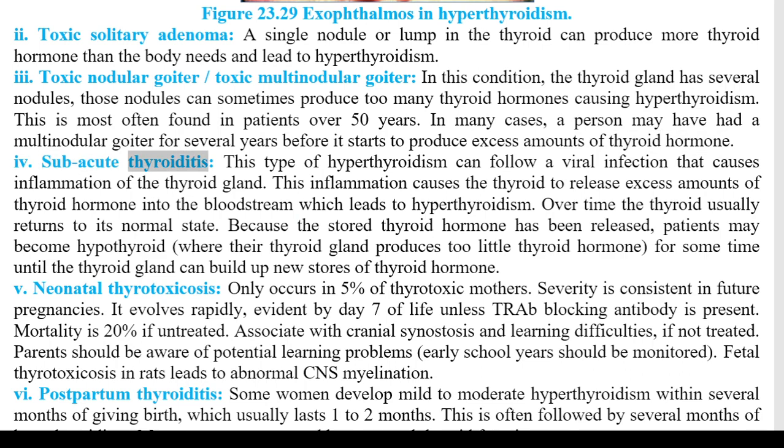4. Subacute thyroiditis. This type of hyperthyroidism can follow a viral infection that causes inflammation of the thyroid gland. This inflammation causes the thyroid to release excess amounts of thyroid hormone into the bloodstream, which leads to hyperthyroidism. Over time, the thyroid usually returns to its normal state. Because the stored thyroid hormone has been released, patients may become hypothyroid, where their thyroid gland produces too little thyroid hormone, for some time until the thyroid gland can build up new stores of thyroid hormone.